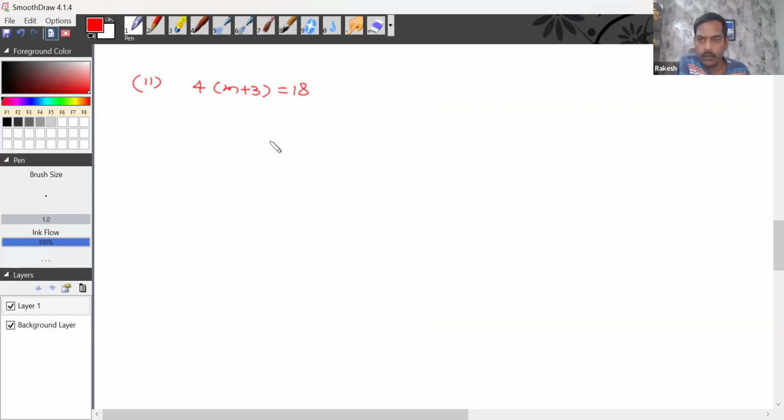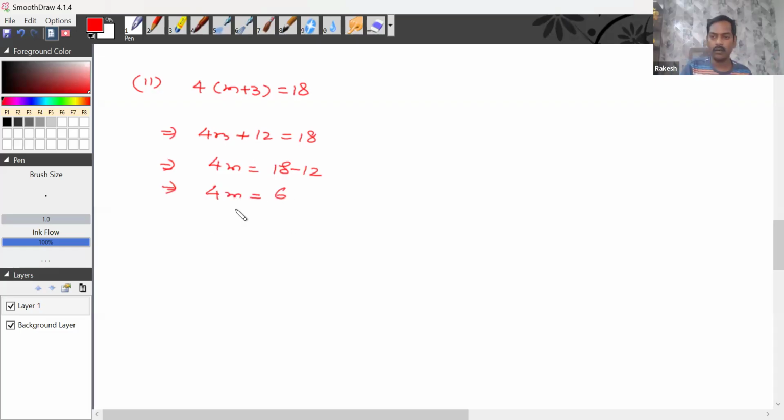Okay. So what we should be doing is that everything else should go from LHS to RHS. In the LHS, there should be only the variable m. So let me open the bracket. If I'm opening the bracket, 4 will be multiplied with m. 4 will also be multiplied with 3, and there is a plus sign between them. So 4 into 3 is 12, and that is equal to 18, right? Now 12 we can transpose to the RHS. So 4 of m will become what? 18 minus 12, because here it is plus 12.